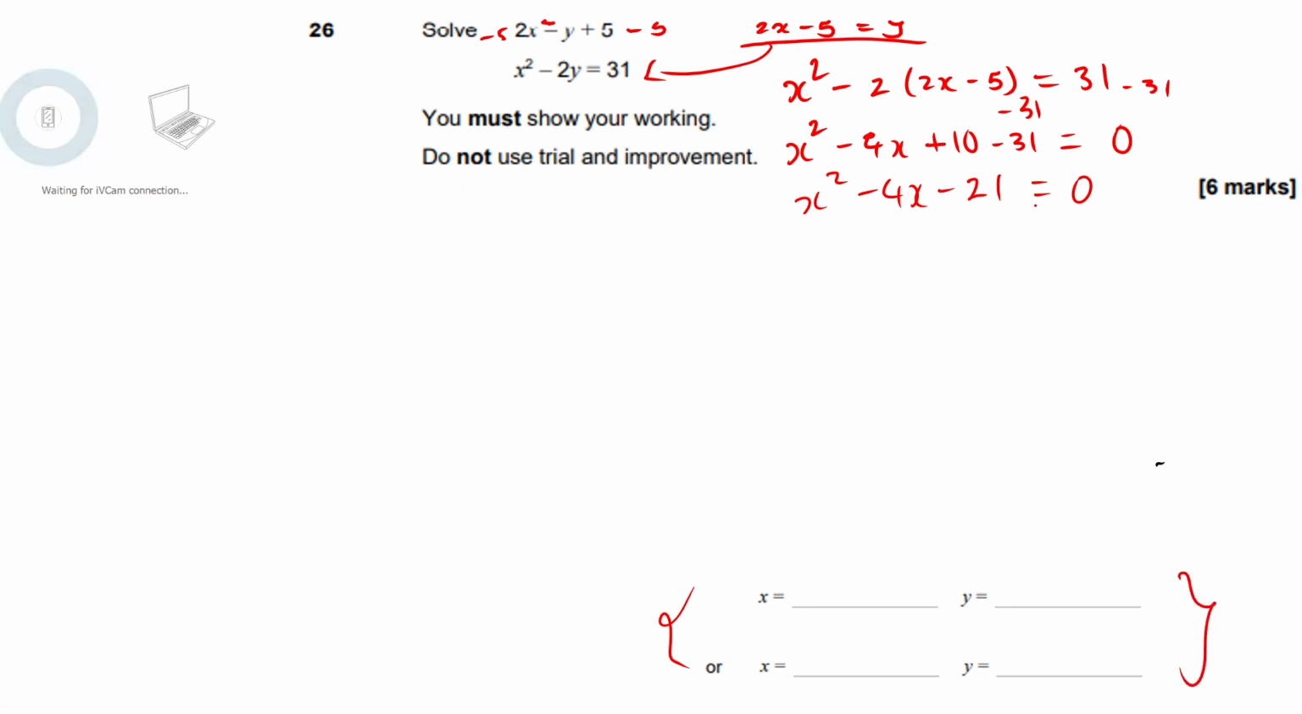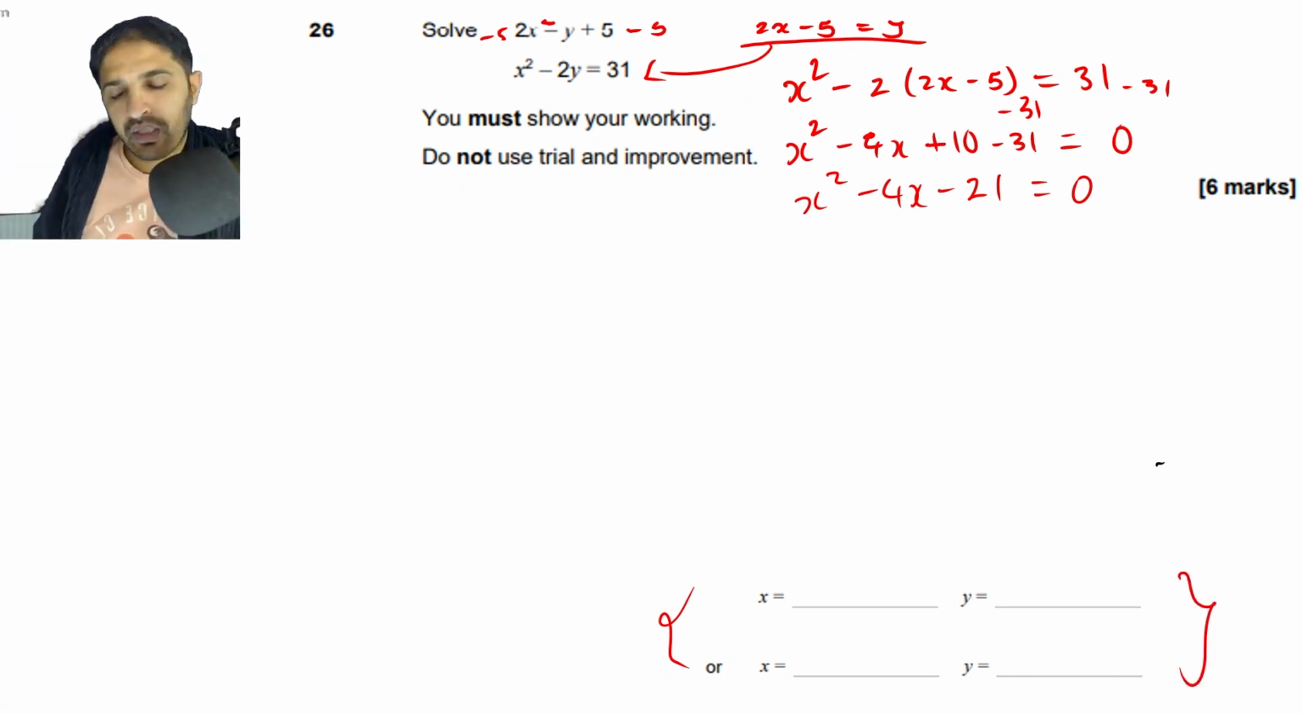Now, this is one of the reasons why you have 2 x values and 2 y values. When you solve a quadratic equation, you always get 2 answers. There are times when it's a repeated root, so it's the same number appearing twice. That's why it's called a repeated root. Then you can get one answer, but there are always 2 answers. So we've got to work out those 2 answers: what values of x give you x squared minus 4x minus 21 equal to 0. So we need to use the factorization method.